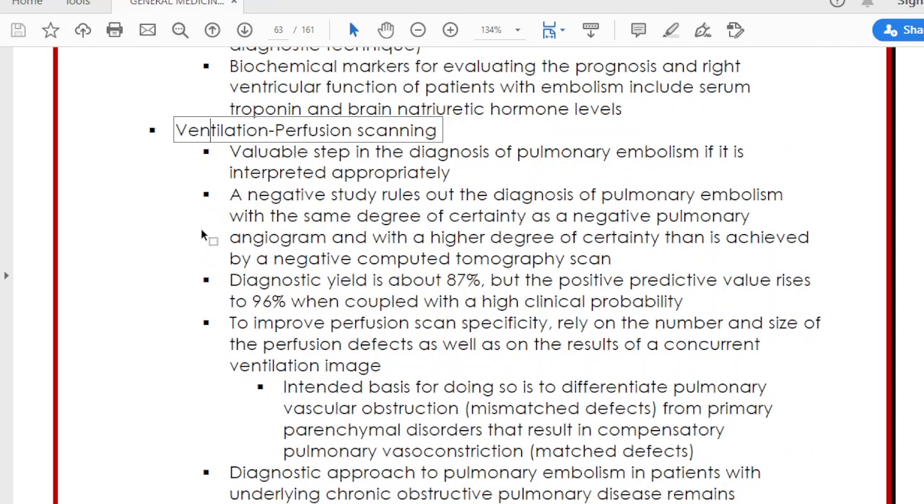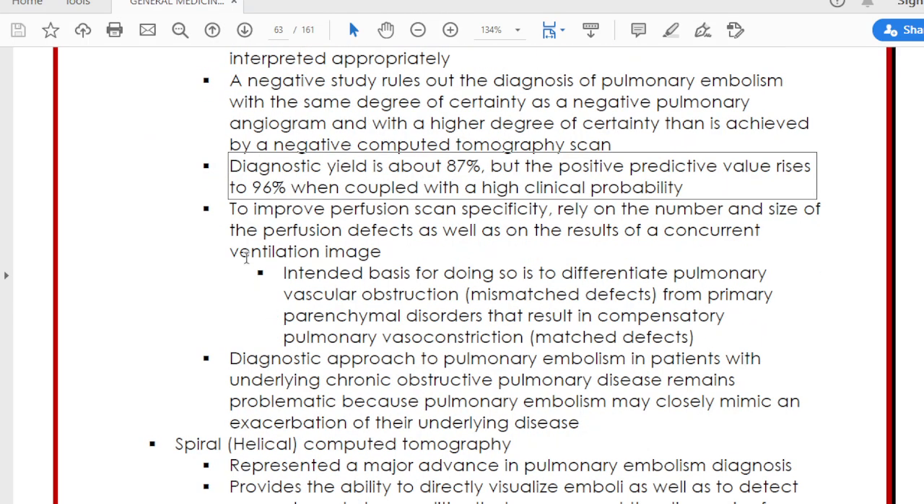Ventilation perfusion scanning. Valuable step in the diagnosis of pulmonary embolism if it is interpreted appropriately. A negative study rules out the diagnosis of pulmonary embolism with the same degree of certainty as a negative pulmonary angiogram and with a higher degree of certainty than is achieved by a negative computed tomography scan. Diagnostic yield is about 87%, but the positive predictive value rises to 96% when coupled with a high clinical probability.